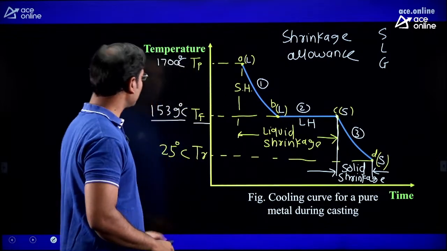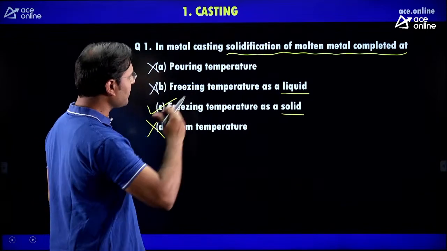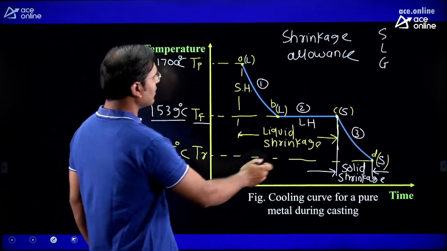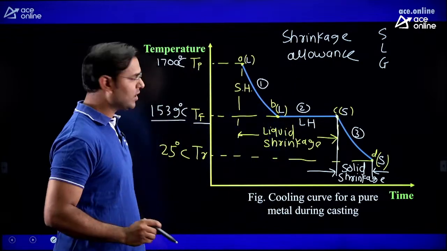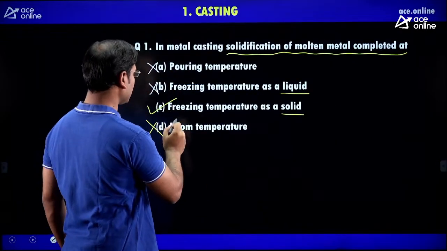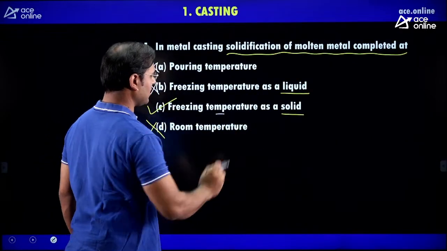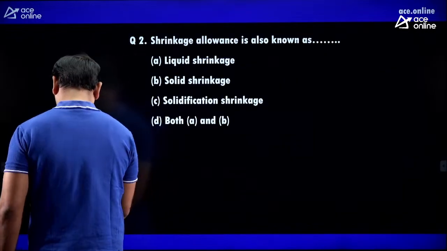Now, the first question is completed. In a metal casting, solidification of molten metal is completed at C point. And what is the position of C point? The freezing temperature as a solid. And here we have written the correct answer: freezing temperature as a solid. Very important. Now see the next question.